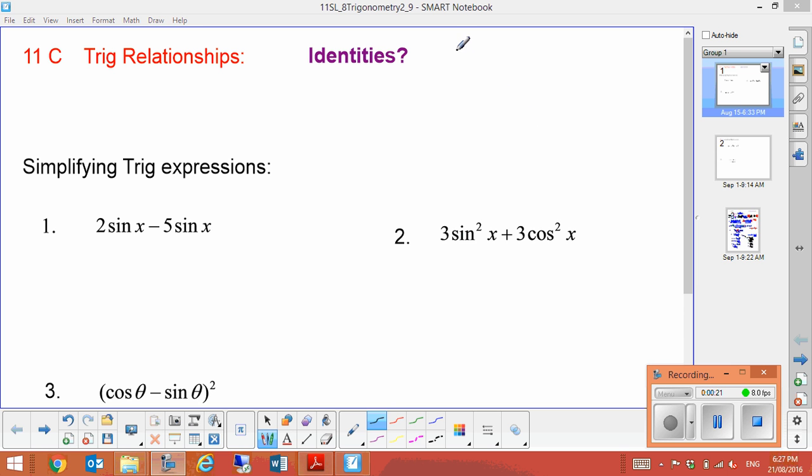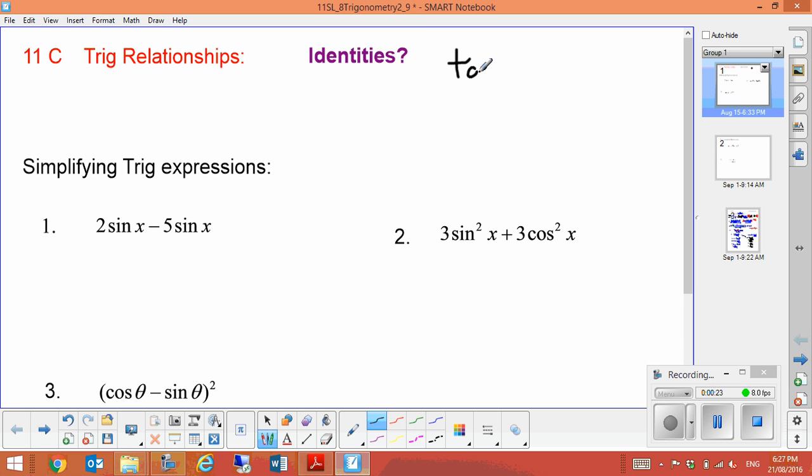The first one was, we know that tan x or tan theta is the same as sine x over cos x. And we saw that coming out in the unit circle. So that's the first identity we've seen.